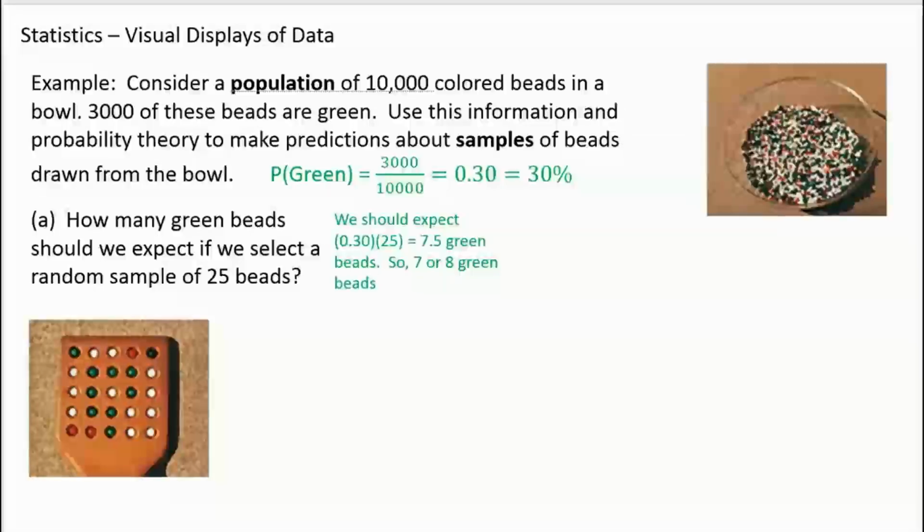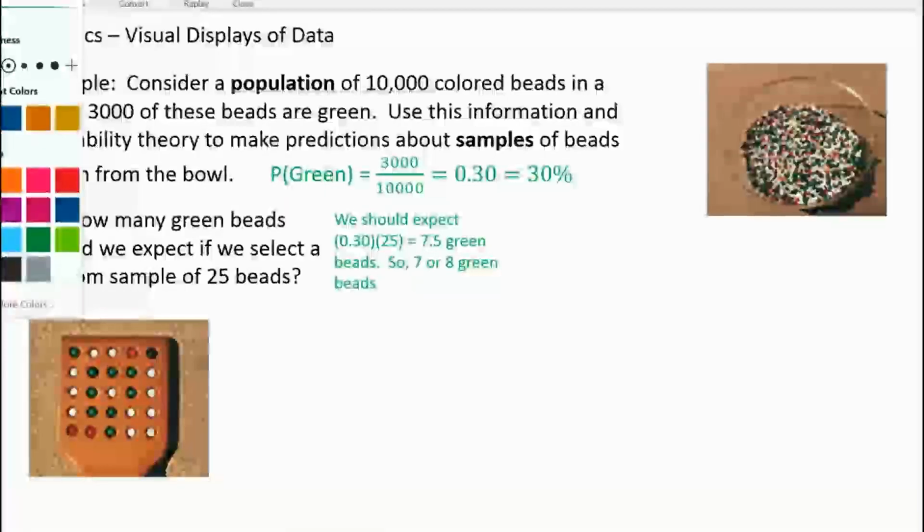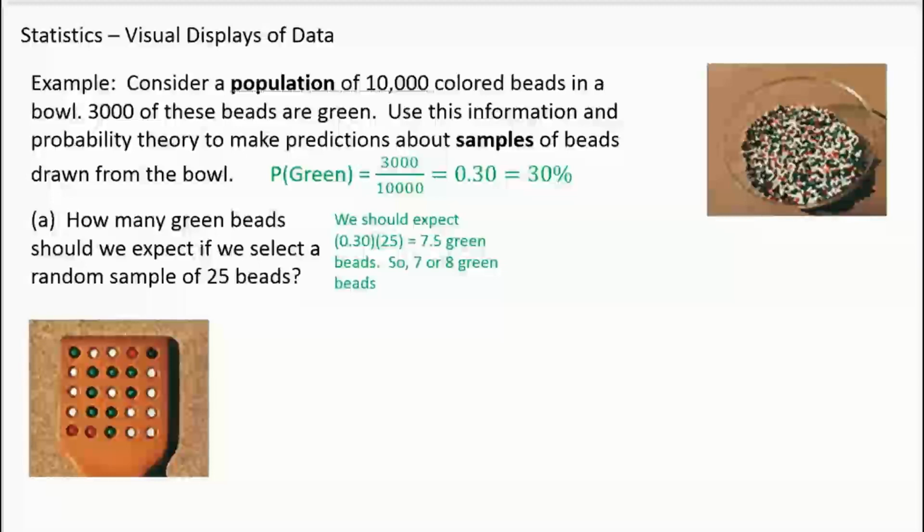Now, if you'll notice, the green beads are a little bit hard to discern from the blue beads, but I've got 1, 2, 3, 4, 5, 6, 7, 8, 9. So there were 9 green beads here. So our 7 or 8 guess is pretty close. It's not exact, but it's pretty close.